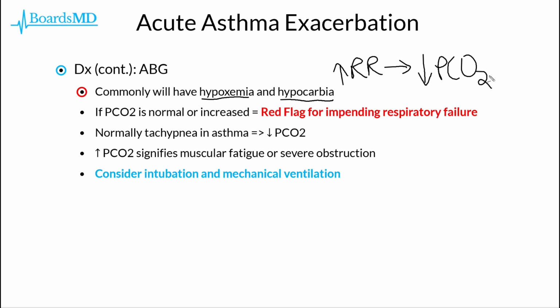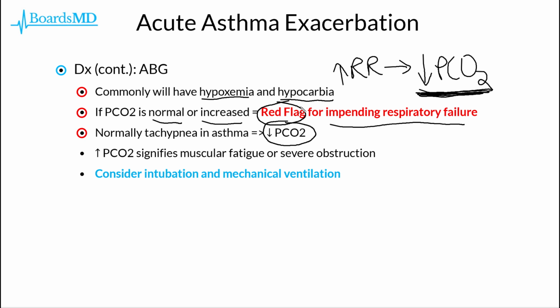Therefore, we would normally expect our patients with asthma to perhaps have a slightly lower level of CO2, especially if they are breathing sufficiently in order to ventilate and blow off this CO2. Therefore, if the PCO2 is normal or increased, then this is really a huge red flag that the patient has impending respiratory failure. This is because, as we mentioned above, normally the tachypnea or faster respiratory rate in our asthmatics should blow off that CO2, resulting in hypocarbia.